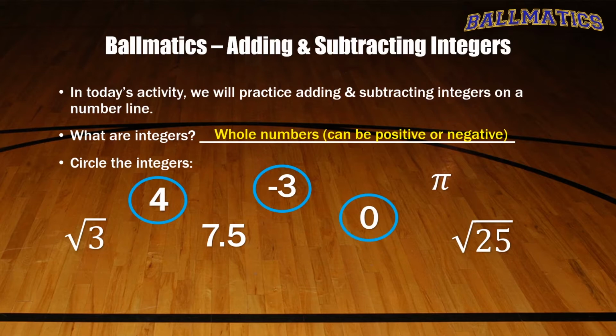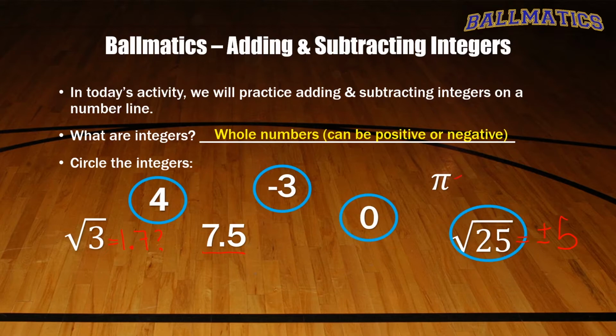Now, there's one more not so obvious integer here, and that is square root of 25. Square root of 25, if you simplify it, or if you try and evaluate it, is really equal to positive or -5. And that, of course, is an integer. If we try and do the same thing with square root of 3, if you plug it into your calculator, you will get something like 1.7, but it's certainly not a whole number. It has a decimal in it. 7.5 is not a whole number because it's a decimal, so it's a part whole, part.